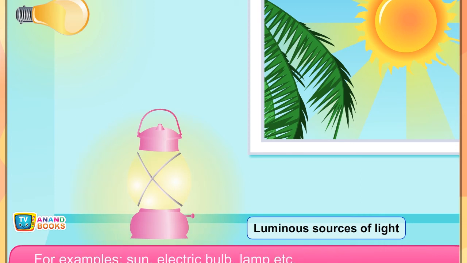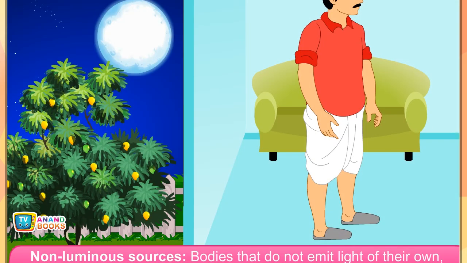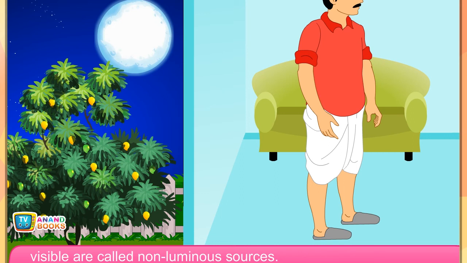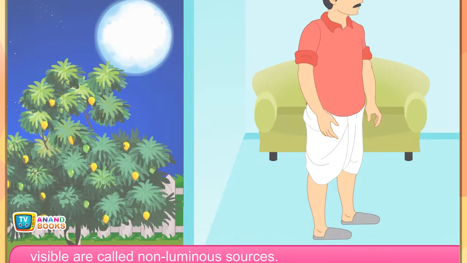For example, sun, electric bulb, lamp, etc. Non-luminous sources. Bodies that do not emit light of their own but reflect the light falling on them and hence become visible are called non-luminous sources. For examples, trees, furniture, house, moon, and planets, etc.